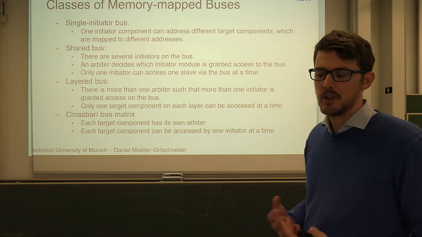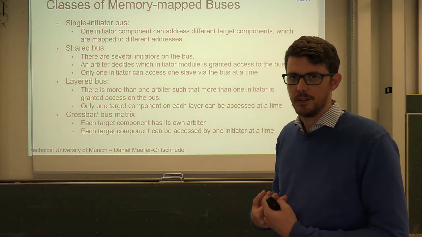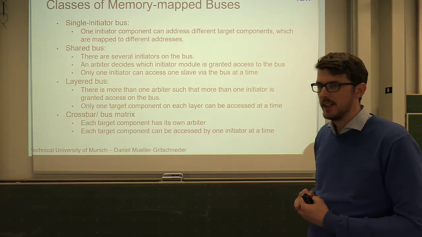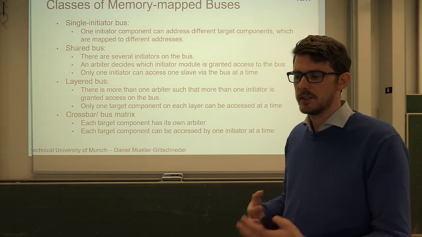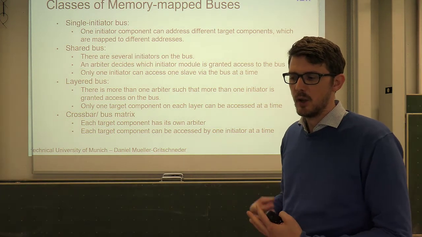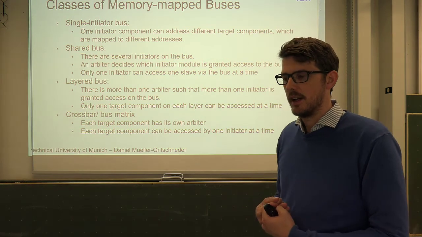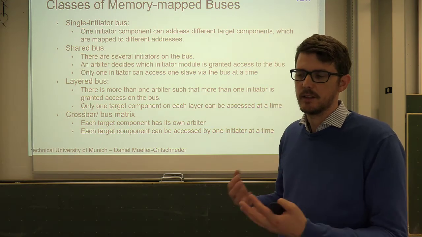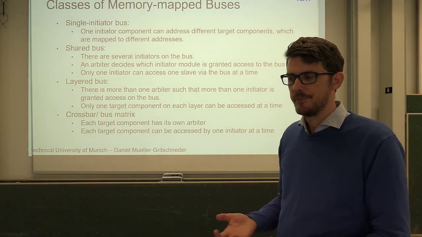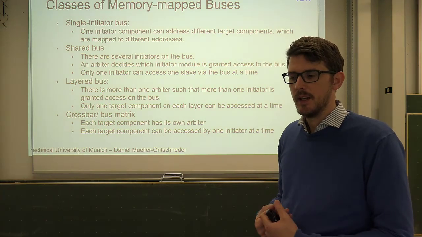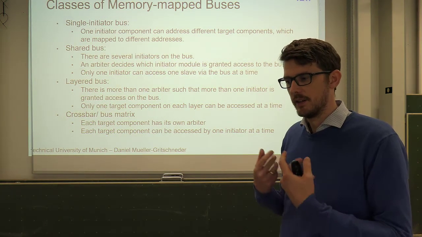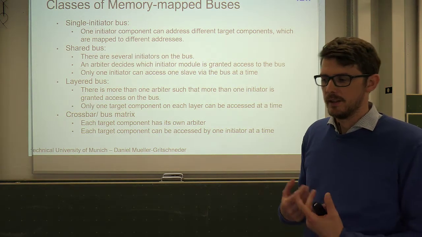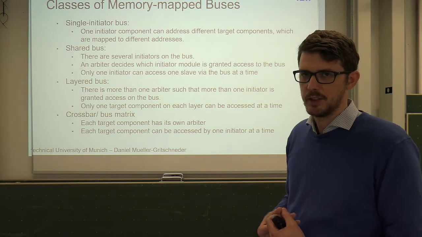One is a shared bus, which means the bus is shared between all initiators, and only one of the initiators gets the bus and can do a request. If you have a layered bus, you put the targets on different layers, and as long as initiators are requesting targets on different layers, there are no conflicts, and the two initiators can do their accesses in parallel. But if both are requesting a target on the same layer, then these accesses have to be arbitrated and will be one after the other, so they are blocking each other.